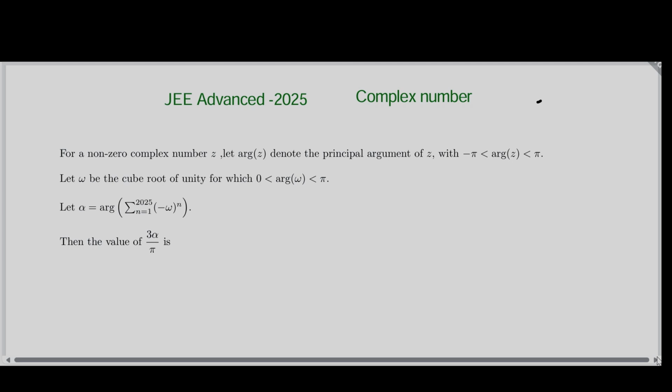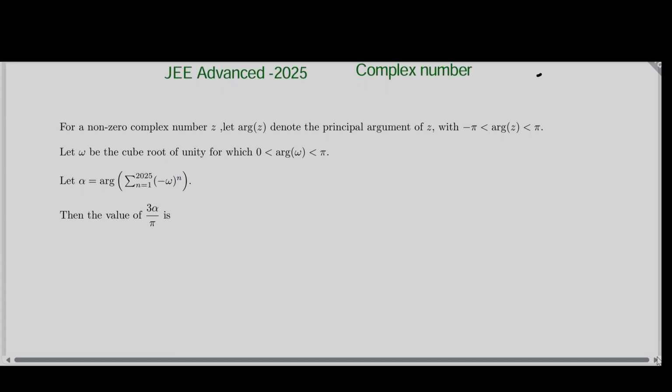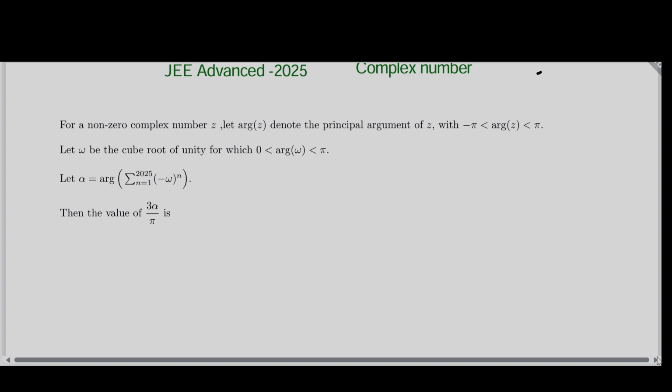We have a problem of JEE Advanced 2025. This is a problem of complex numbers. We are given that for a non-zero complex number z, let arg z denote the principal argument of z, with argument of z greater than minus pi and less than pi.